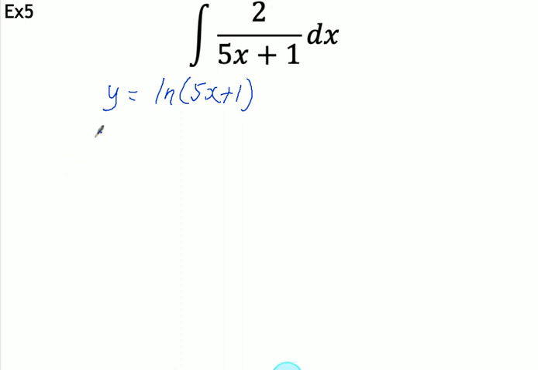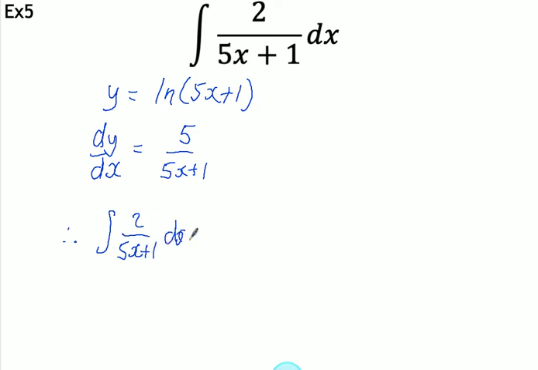So when I differentiate this time, I will get, using the chain rule, 5 over 5x plus 1, which is nearly correct. So I just need to make the coefficients the same. So I need to take 2/5 of ln 5x plus 1 plus my constant.